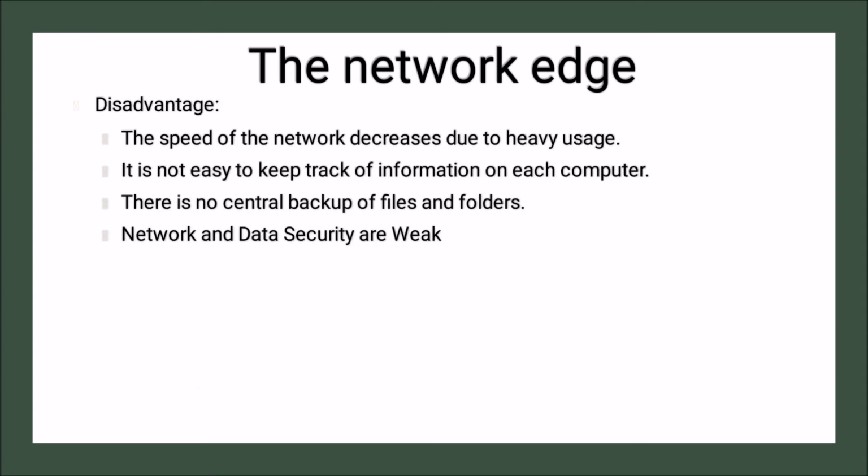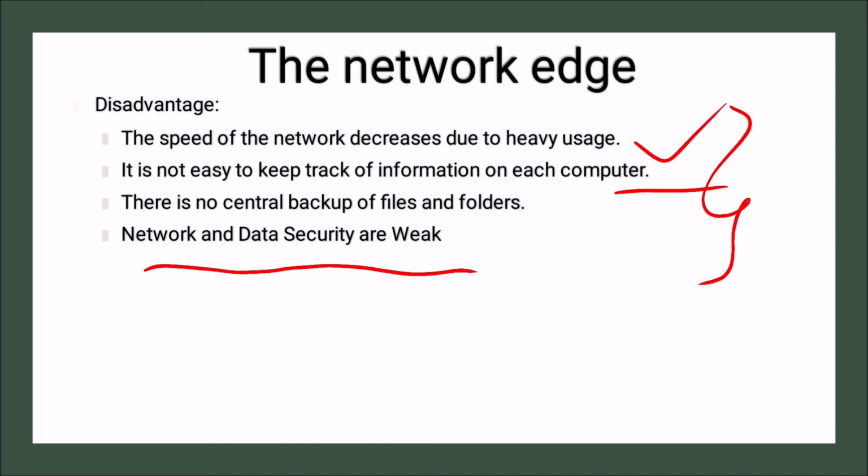Now these are the disadvantages. The speed of the network decreases due to heavy usage. It is not easy to keep track of information on each computer. There is no central backup of files and folders. And the last one is network and data security are weak. So these four are the disadvantages of the peer-to-peer network.